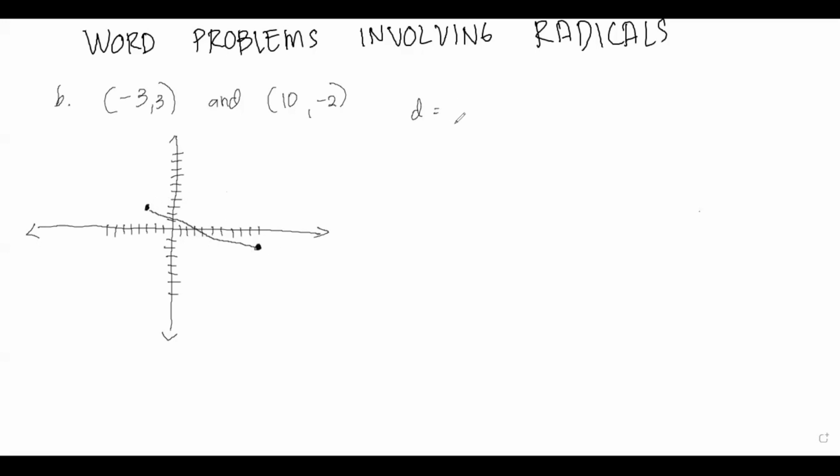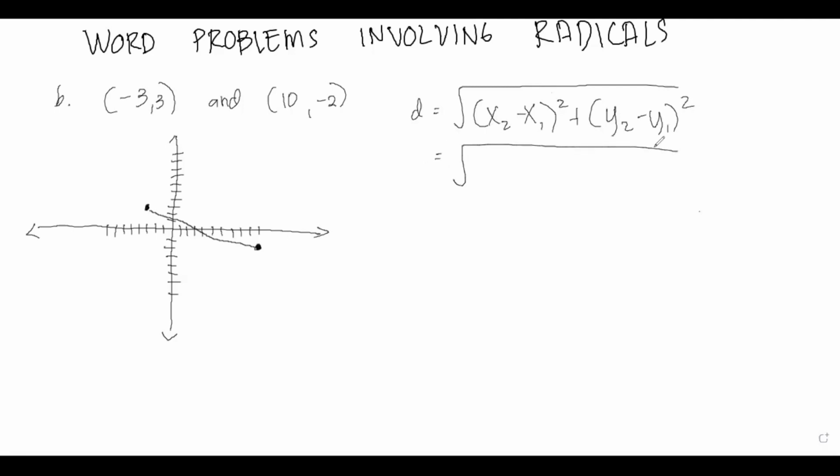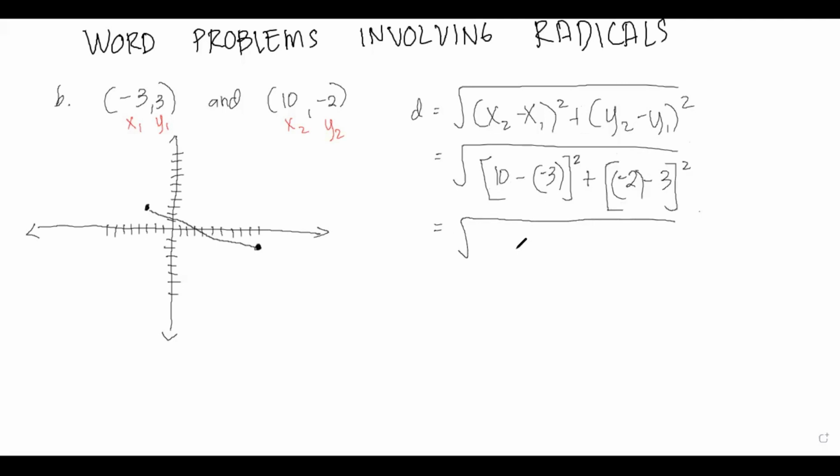So let's use again the distance formula. X sub 2 minus x sub 1 raised to 2 plus y sub 2 minus y sub 1 raised to 2. Do the substitution. This is x sub 1, this is y sub 1, x sub 2, y sub 2. X sub 2 is 10 minus x sub 1 is negative 3. Then put these values inside the brackets. Don't forget to write 2, the exponent, plus y sub 2 is negative 2 minus y sub 1 is 3. Then simplify. 10 minus negative 3 is 13 raised to 2 plus negative 2 minus 3 is negative 5 raised to 2.